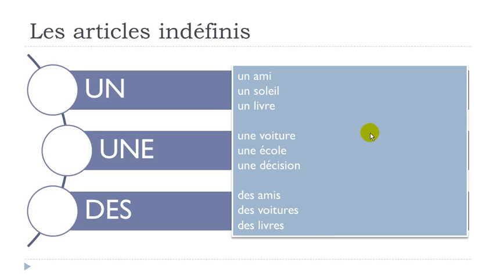Let's repeat them one more time. Un, une, des. Un ami, un soleil, un livre, une voiture, une école, une décision, des amis, des voitures, des livres.